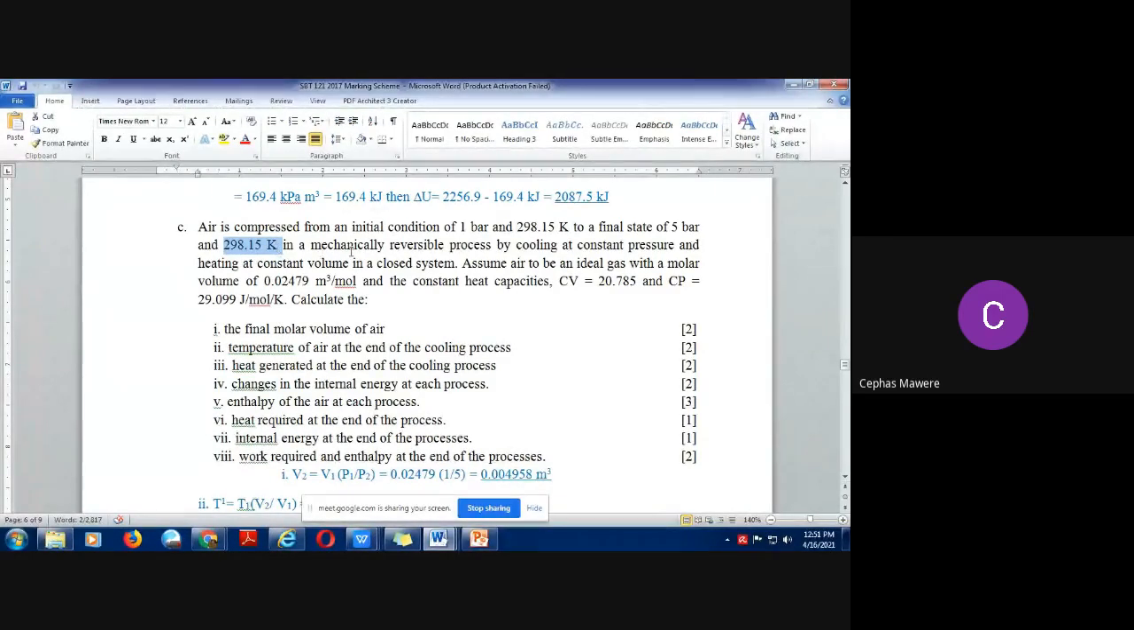And this is happening in a mechanically reversible process, first by cooling. So when cooling was being done, it means that the temperature had been lowered. But however, when cooling was being done, pressure had become constant. And then we also look at another dimension of heating, where we are increasing the temperature, but we are heating at a constant volume, which means the volume of the system remains constant. So we have a closed system which is isochoric.